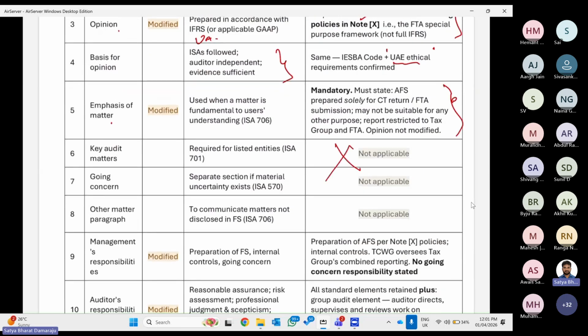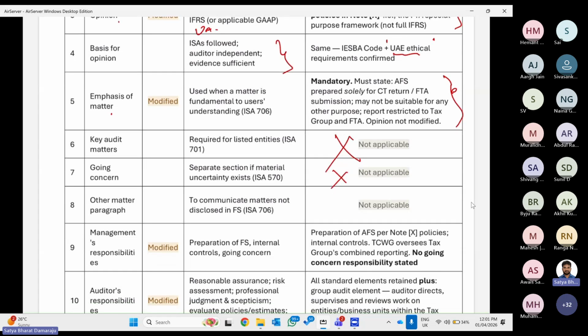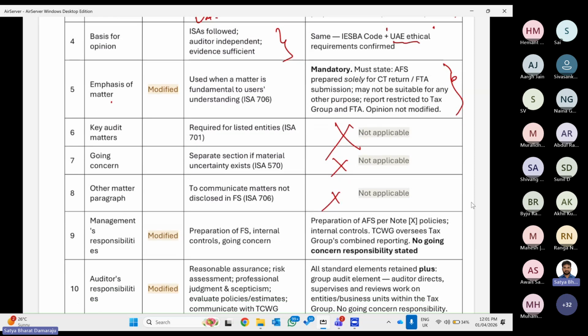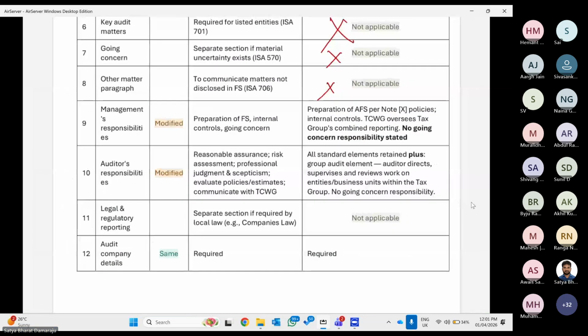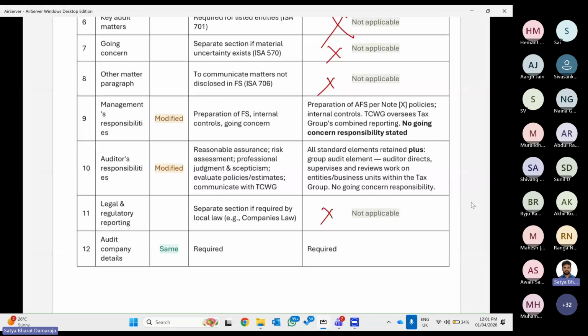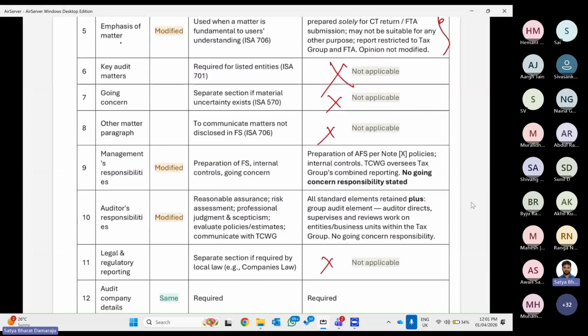Key audit matters not required, which we generally prepare for the CFS. Commenting on the going concern is not a requirement for the AFS in the audit report of the AFS. Other matters also, they are not interested in getting this. So I'll share this one also. Where it is applicable, where it's not applicable, I just made a summary of it.